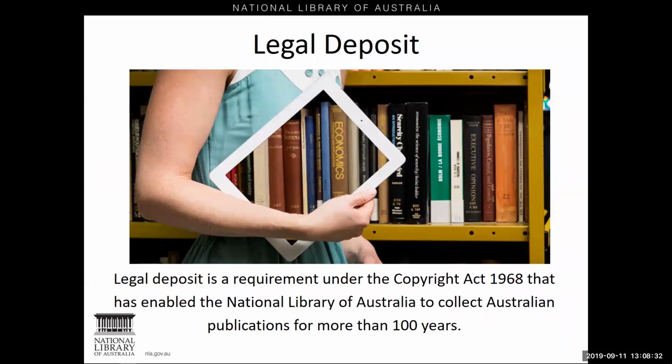The major part of our collection is thanks to legal deposit. So legal deposit is a requirement under the Copyright Act 1968 that has enabled the National Library of Australia to collect Australian publications for more than 100 years. So legal deposit applies to any Australian person, group or organisation that makes this material available to the public for sale or for free. So what this means is that anything that has been published in Australia should be in our collection.